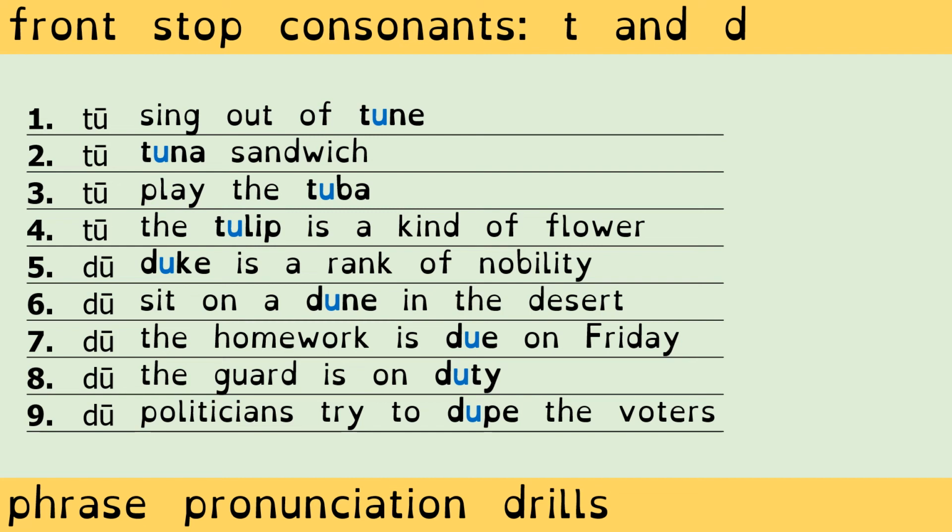5. Do. Duke is a rank of nobility. 6. Do. Sit on a dune in the desert. 7. Do. The homework is due on Friday. 8. Do. The guard is on duty. 9. Do. Politicians try to dupe the voters.